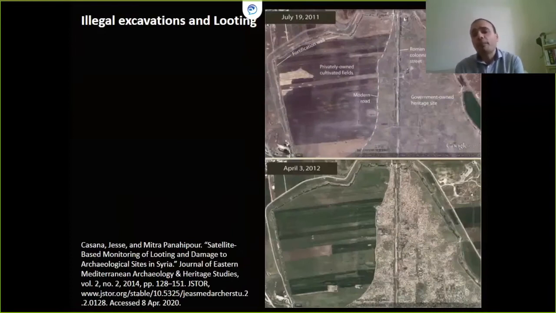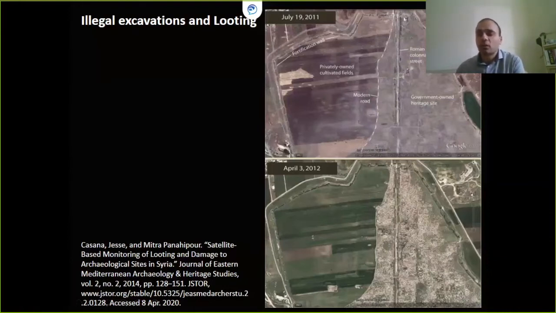Conflict also opened the window for illegal excavation in the country, and not only, I'm talking about Syria because I have lots of knowledge about that, but in Iraq and other countries that have conflict or have had conflict, the same is happening, basically. So this is satellite monitoring, 2 pictures before and after in different areas. I'll be showing 2-3 archaeological sites, where before the conflict started and when the conflict started, you can see how the illegal excavation and looting changed the morphology of the archaeological site.